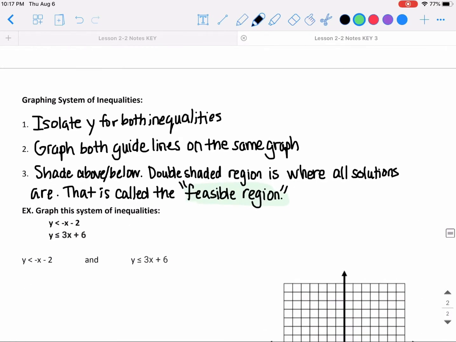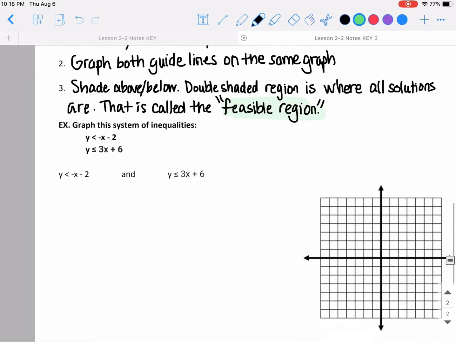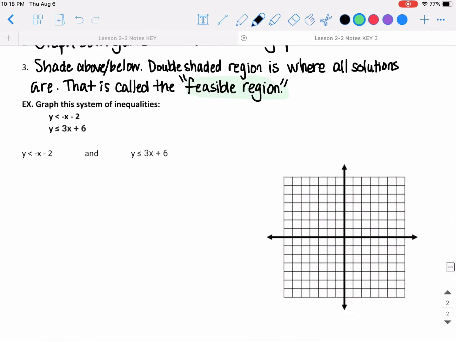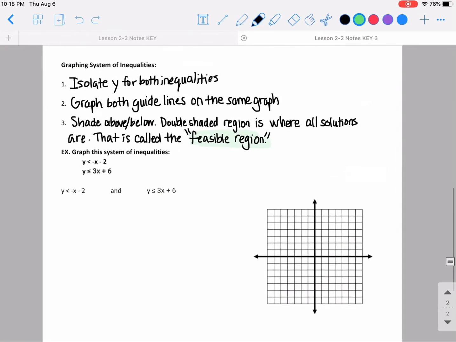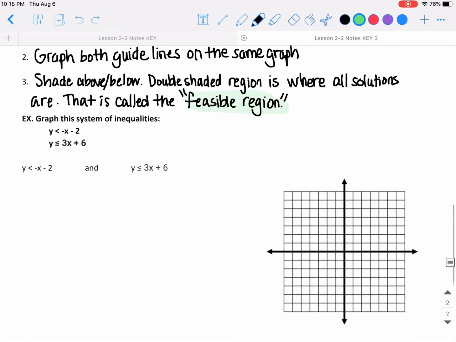All right, so let's do an example. I have this system of 2 inequalities and I want to graph it. So the first thing that I would have done, but I don't have to do, is isolate y, because y is already isolated for both of these inequalities. I don't need to do step 1. Step 1 is done. Step 2 is to graph both guidelines on the same graph. So I'm going to find the guidelines and graph them.